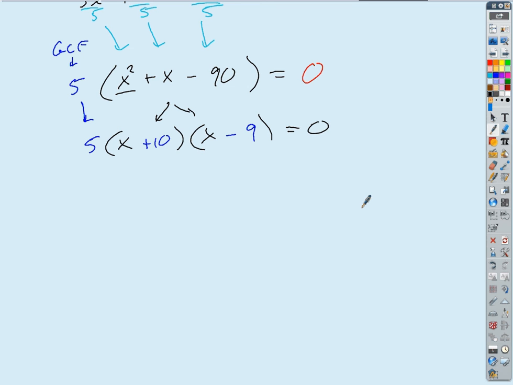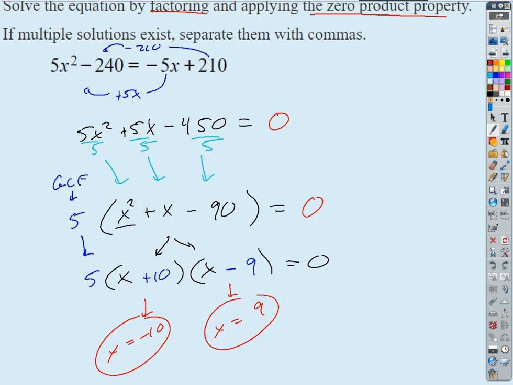Now we use the zero product property. So we know that the product of the factors is 0 when I multiply by 0. So when the factors are 0, right? Well, 5's never 0. 5's 5. But the other ones, we could get some solutions. When is x plus 10 equal to 0? There you go, so negative 10. Or positive 9. Those are my two solutions. Okay? How could we check? Go back to the original equation and plug it in and see if we get a true statement for both of those.